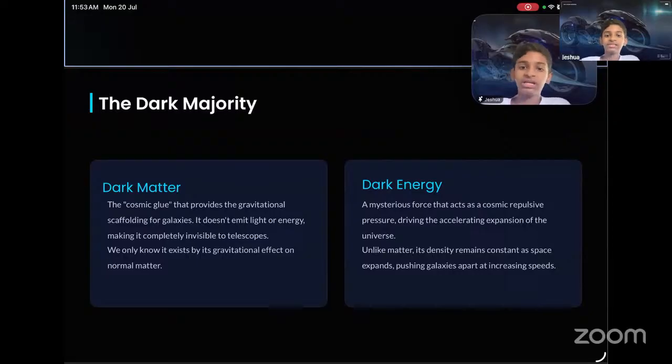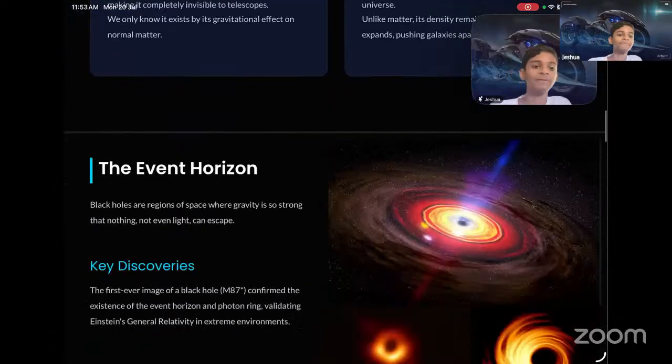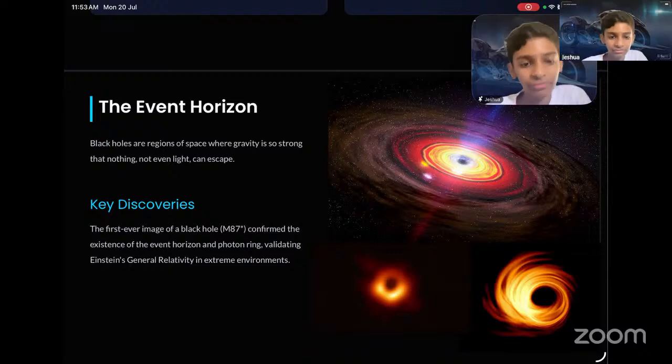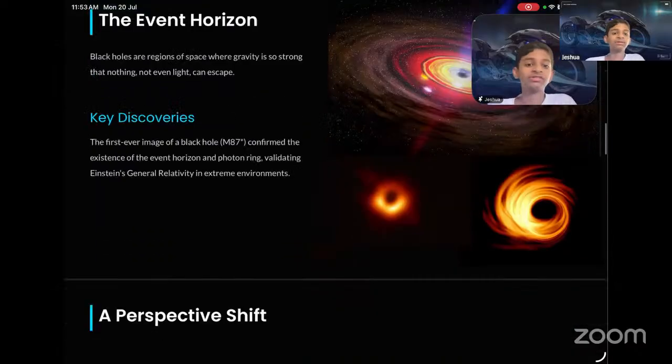And dark energy, a mysterious force that acts as a cosmic repulsive pressure, driving the accelerating expansion of the universe. Unlike matter, its density remains constant as space expands, pushing galaxies apart at increasing speeds. The event horizon. Black holes are regions of space where gravity is so strong that nothing, not even light, can escape. So the key discoveries. The first ever image of the black hole M87 confirmed the existence of the event horizon and photon ring, validating Einstein's general relativity in extreme environments.